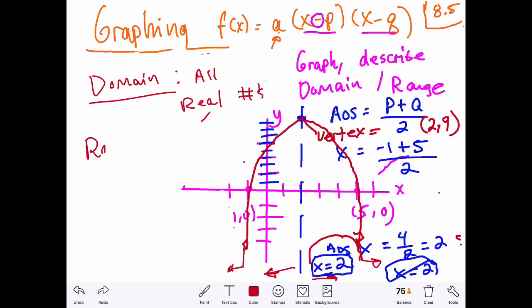All right, range. Now, what y values does it exist on? Well, notice it's going to come up here. It's going to increase up to our vertex, and then it's going to come down. So the highest point it gets to here is the vertex. So we have a maximum here at 2, 9. So our y values will never get above what? You got it, 9. Y is less than or equal to 9.